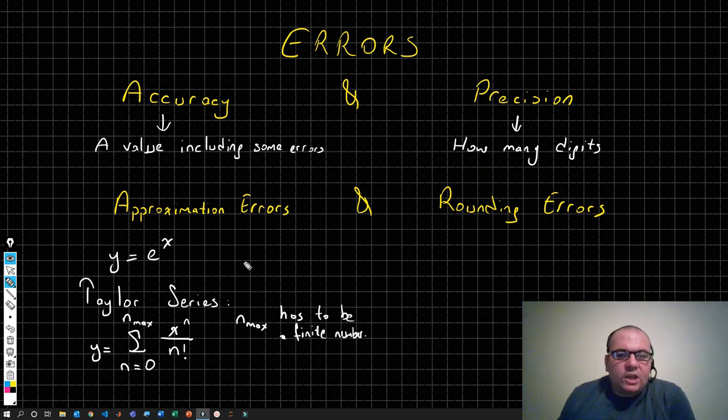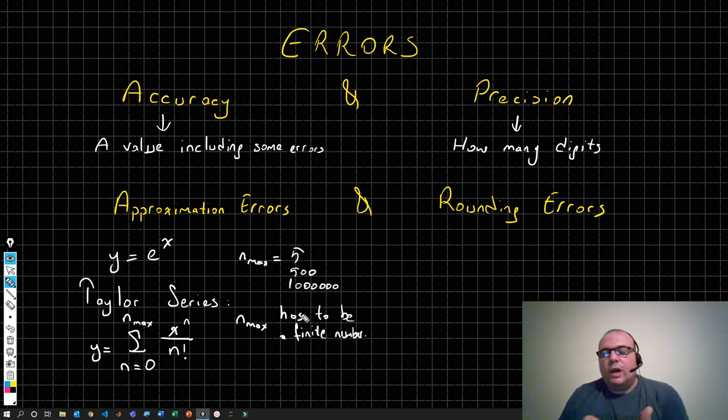So for example, we can use n max equals 5, or n max equals 500, or n max equals even 1 million. And after one point, we can say it's enough. N max equals 1 million, and we can use it. And this result of Taylor series can be accepted as a result of e to the power of x. But it comes with an error, and we call it approximation error.